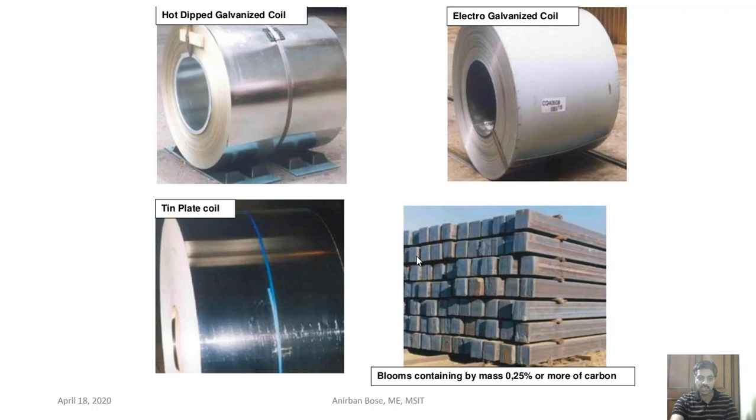Here you can see the blooms. Blooms are basically this square kind of cross section. Billets are basically the smaller cross sections. Blooms are respectively the larger cross sections.